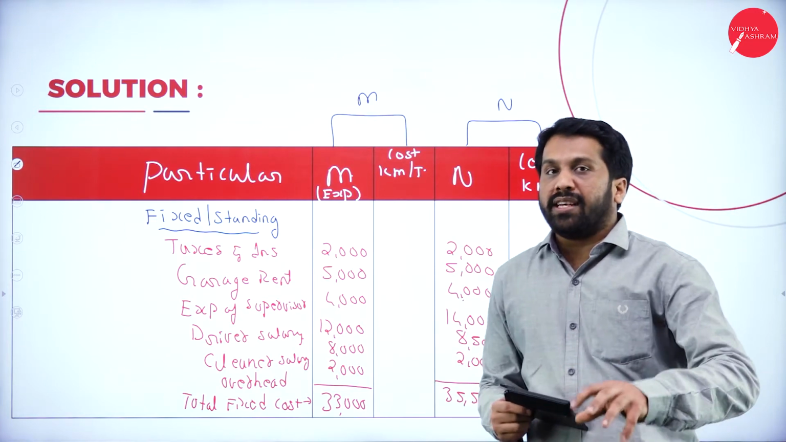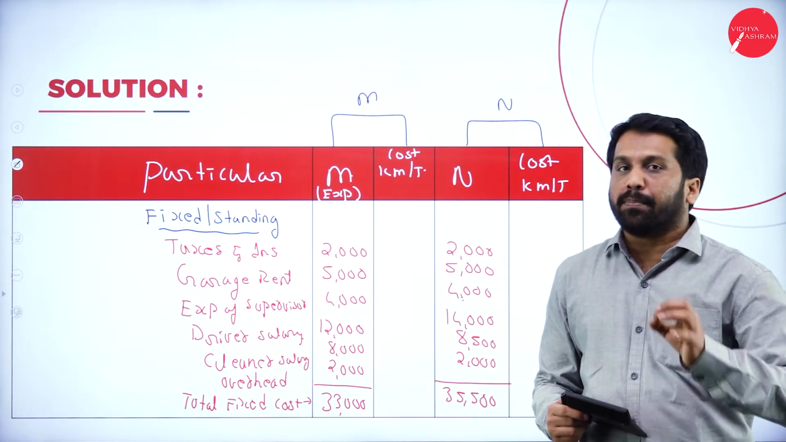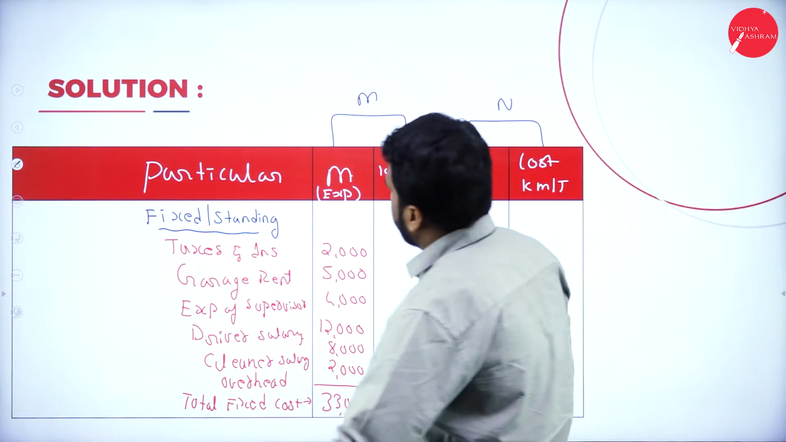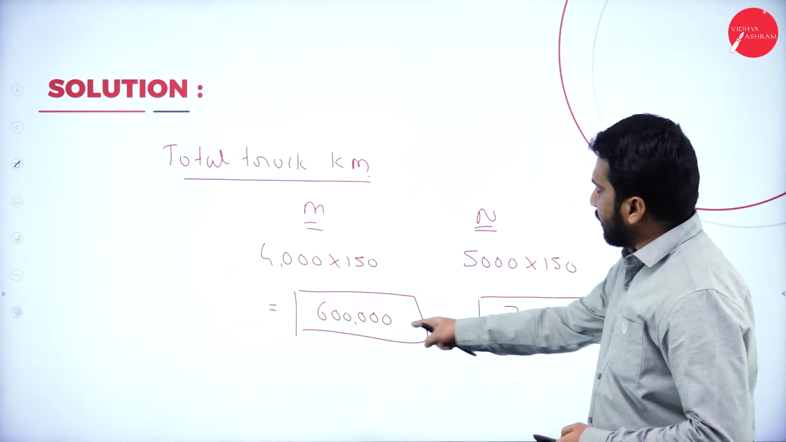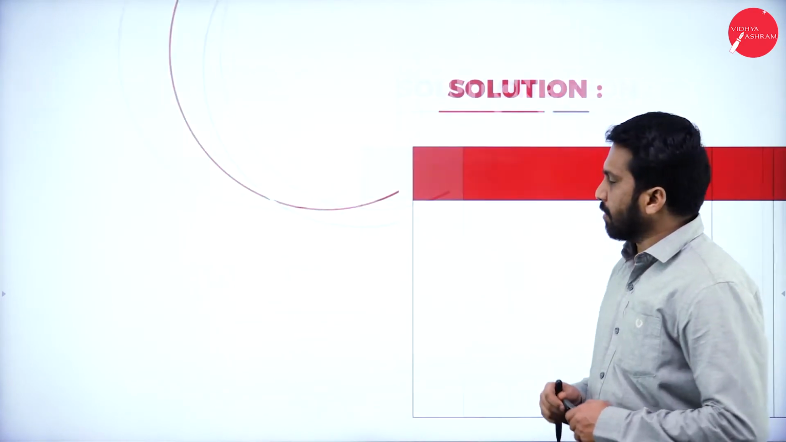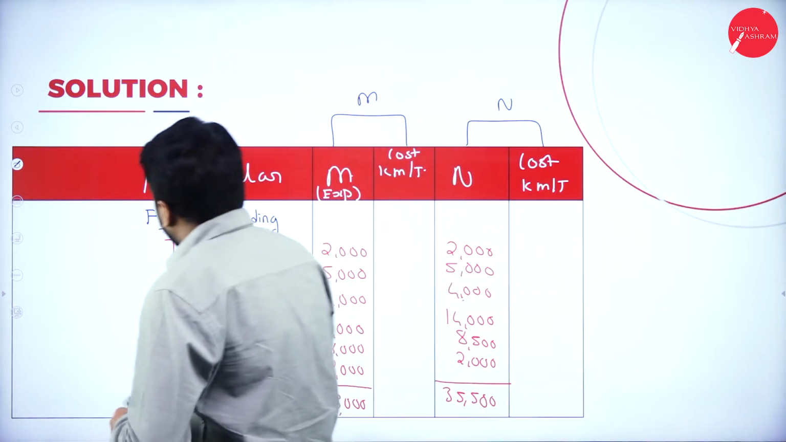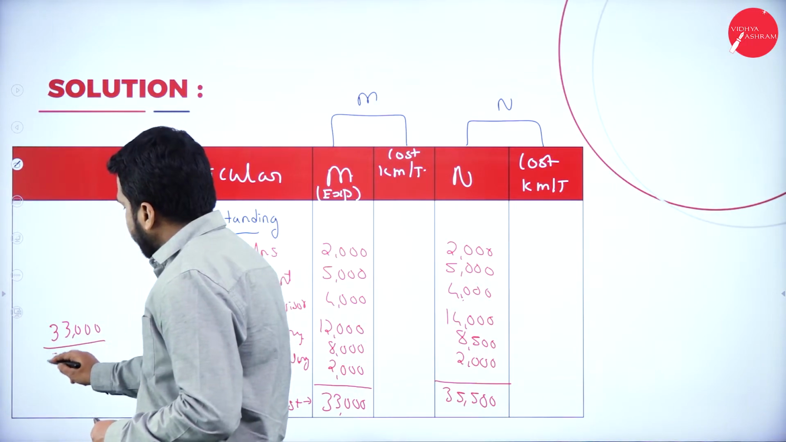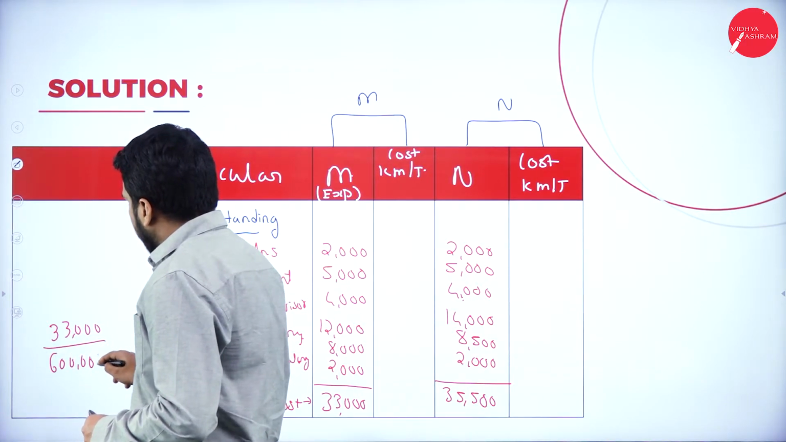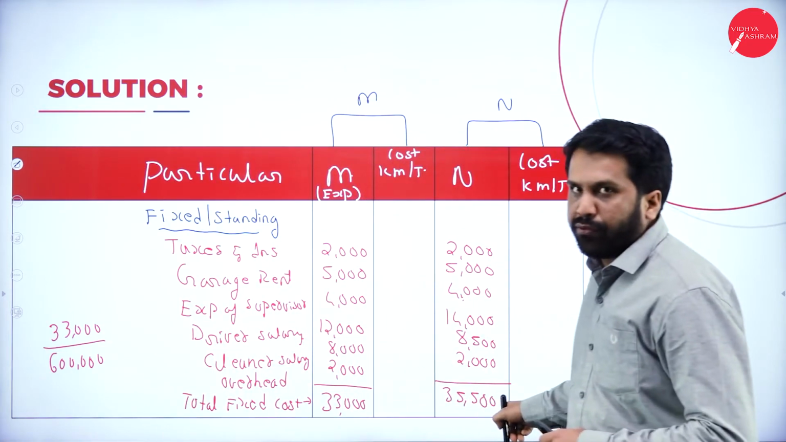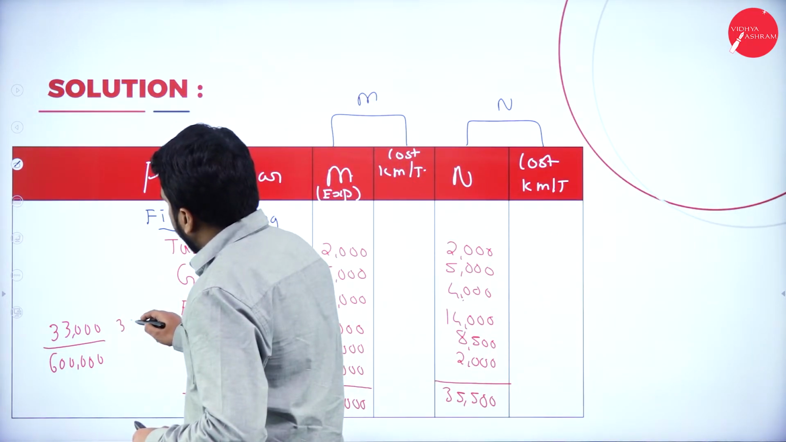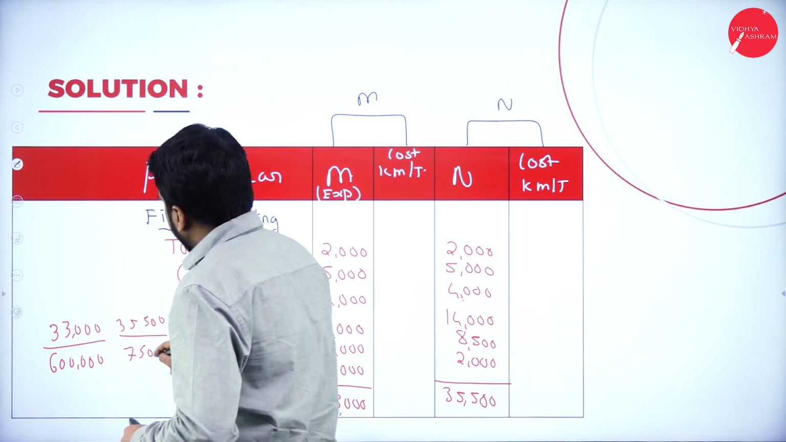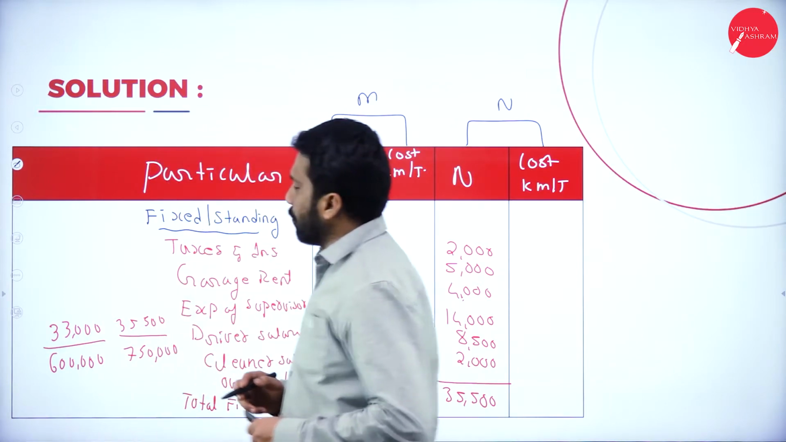But we need per ton kilometer cost. How to find that out now? We already did the working note. This is 6 lakh and this is 7,50,000. Whatever answer you got, 33,000 divided by 6 lakh. Second one, 35,500 divided by 7,50,000. Hope you are clear.